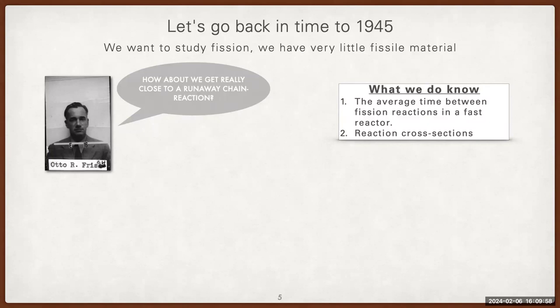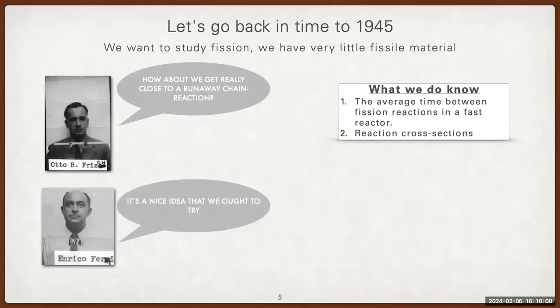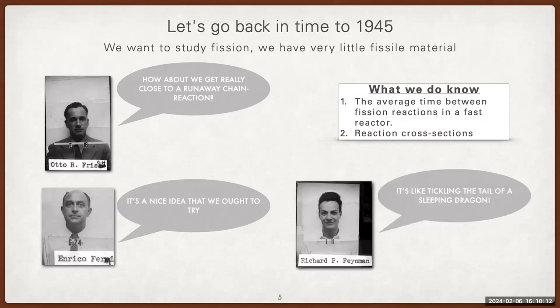So he proposed an idea for an experiment to do this. And Enrico Fermi said, I'm not exactly going to be here, but that's the next idea. We want to try it. And then Richard Feynman had probably the best description for this idea. It's like tickling the tail of a sleeping dragon. So the experiment he did was called colloquially the dragon experiment. And so let's look at what's happening there.